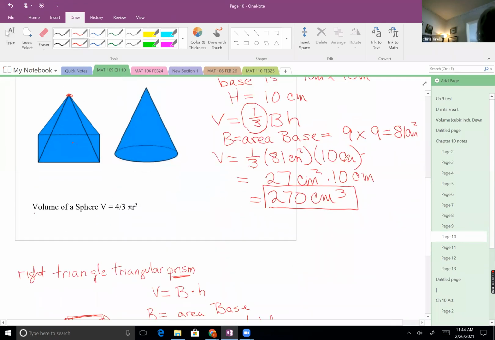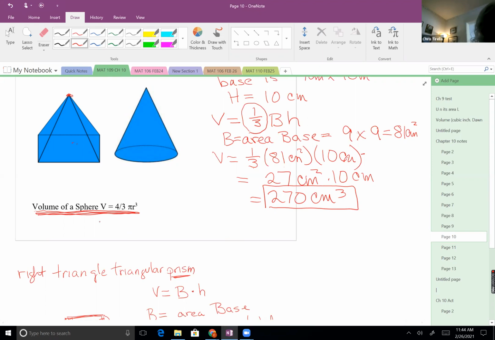Then if I have a sphere, if I have a ball, just an aside, making note of the fact that the volume is 4/3 pi r cubed. When I teach the calculus class, we go through and derive that formula. We're not going to do that in this class.